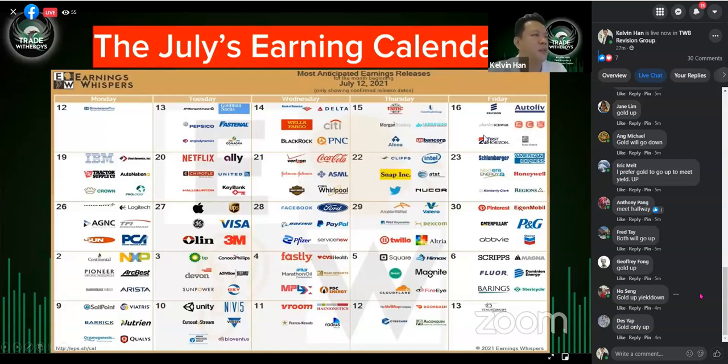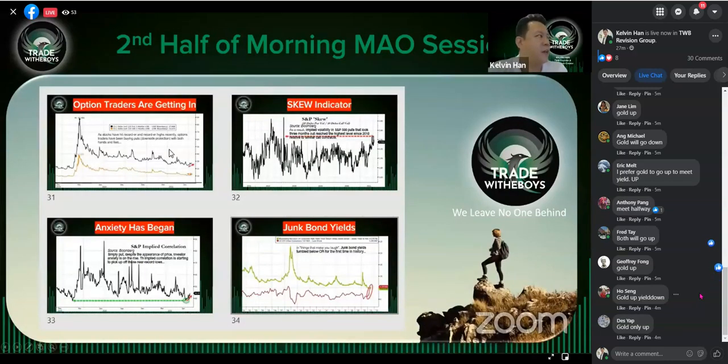So watch out for today. Today is quite a slow day, so I expect the market to be slow. Traders, just relax. In the second half of the MAO later on, I'll talk about the options market, the SKEW indicator, and the anxiety index. Junk bonds trade below the CPI for the first time ever in human history. I'll talk about this later in the second half of the MAO.